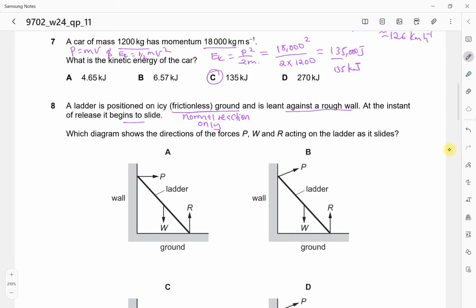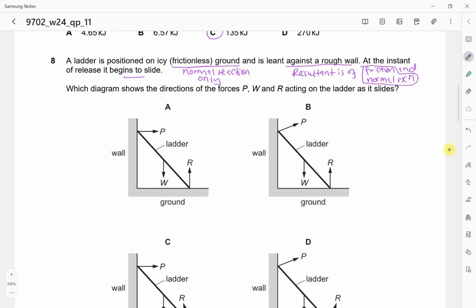Because the wall is rough, the resultant reaction is of friction and the normal reaction. The normal reaction is due to contact, then there's friction because it's rough. Then the resultant of these two is the resultant reaction on the wall. So which diagram shows the direction of the forces P, W, and R acting on the ladder as it slides?